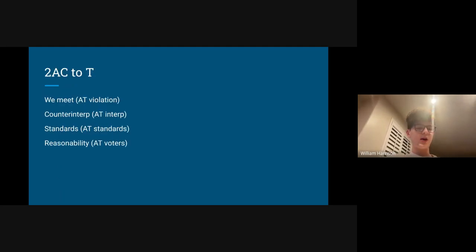The 2AC to topicality has four big components to answer the four big components of the 1NC shell. You're going to have a we meet, which answers the violation, a counter interp, which answers their interp, standards, which answer their standards but also are standards for your counter interp, and reasonability, which is an answer to the idea that topicality is a voting issue.